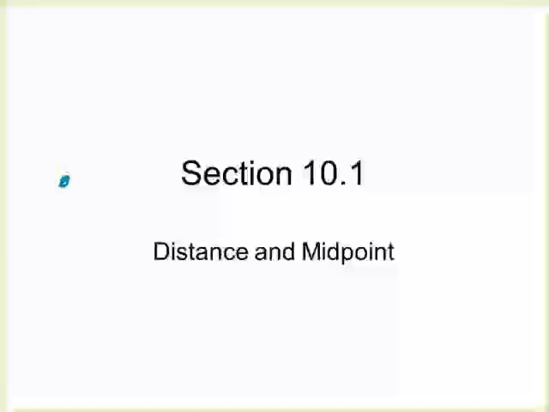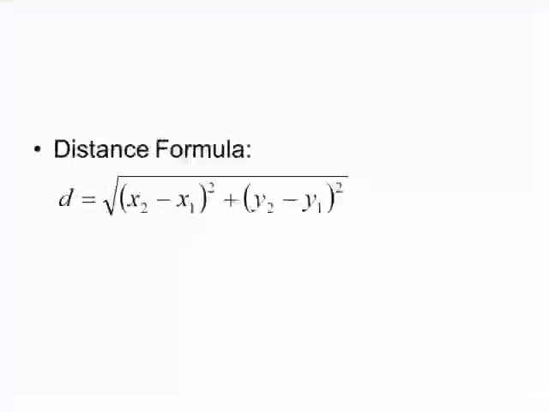We're going to be talking about something called conic sections, but before we begin talking about those with the next lesson, in this lesson we're going to look at some relationships between points, specifically their distance and midpoint. This is the distance formula to find the distance or the length between 2 points.